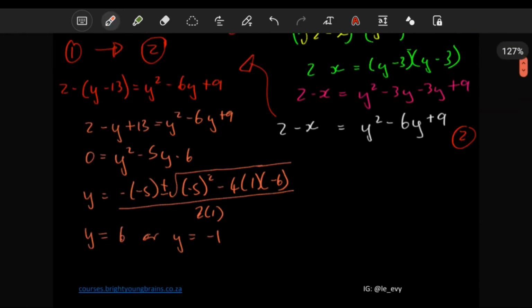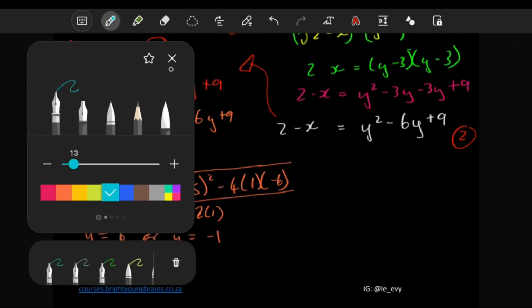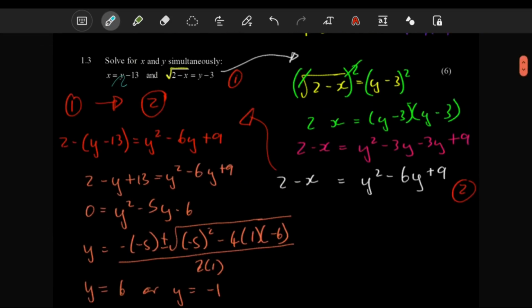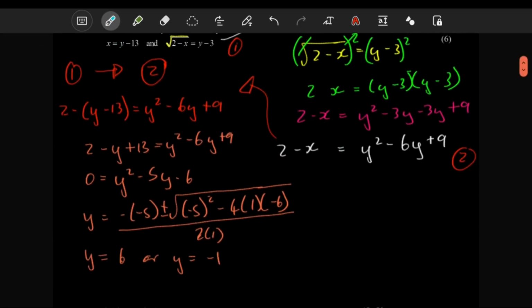So with these 2 answers, obviously we should be getting 2 x values. So if you get an x value over there, x is going to be equal to 6 minus 13, which is just x is equal to what? Negative 7? Or x is equal to negative 1 minus 13. This is x is equal to negative 14.